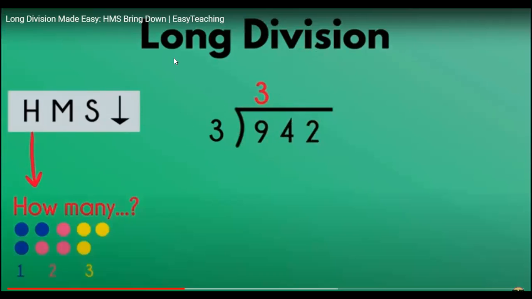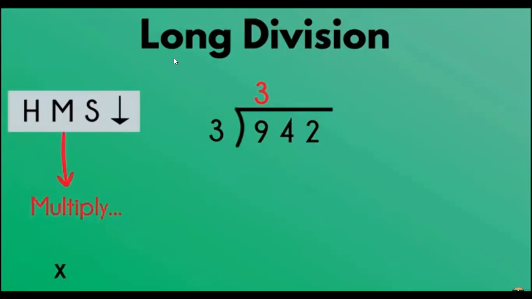After H, we have M, which stands for multiply. We must multiply the divisor, which is 3, by the number we have just written down, which is also 3. 3 multiplied by 3 equals 9. The 9 is written directly underneath the place value we're working with, which is the hundreds. Now we move on to S, which stands for subtract. We subtract the number we have just written down, 9, from the number directly above it, also a 9. 9 subtract 9 equals 0.